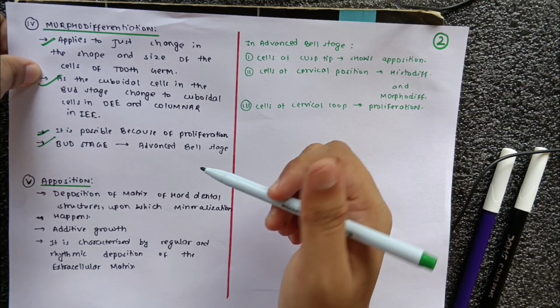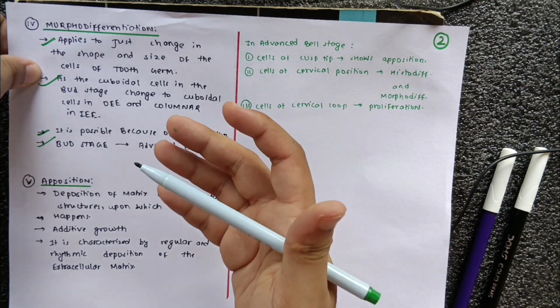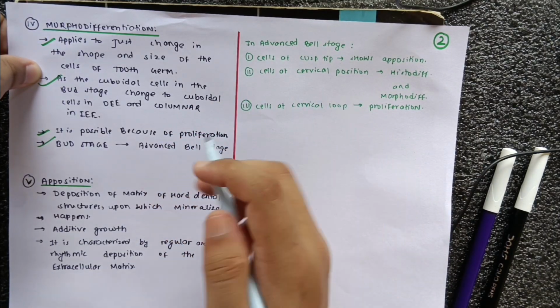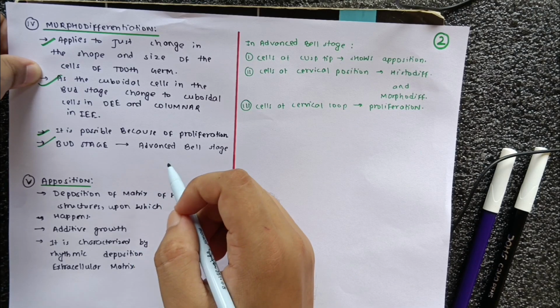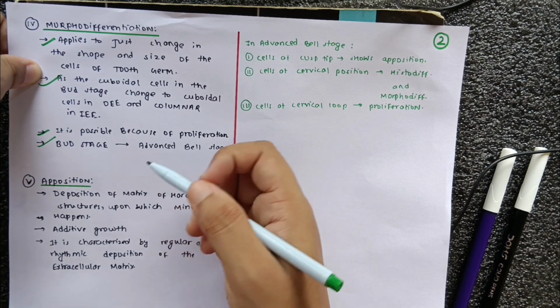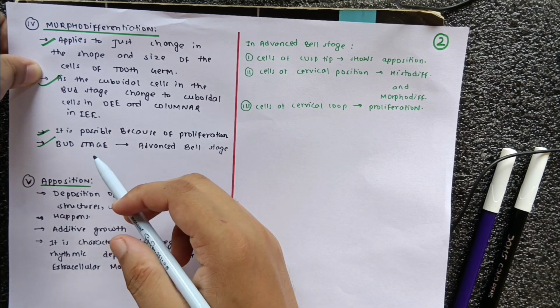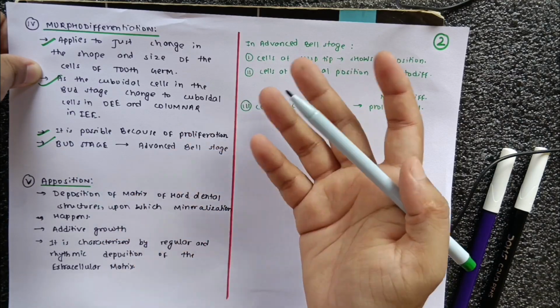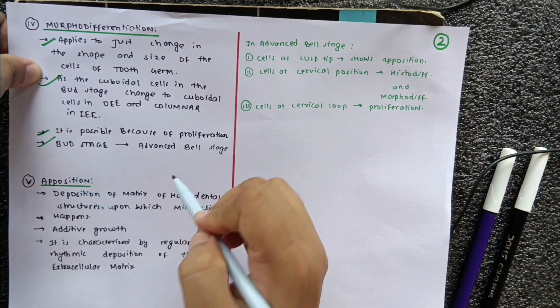Okay, and again in the organs itself, when you study the text, it is written that it is extending up to the advanced bell stage. So you can remember any of the things. You can just say it extends from the bud stage to the bell stage, but the proper answer is bud stage to the advanced bell stage.